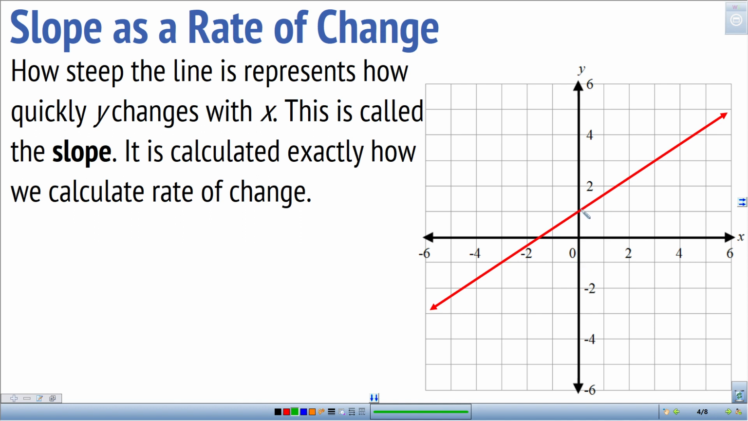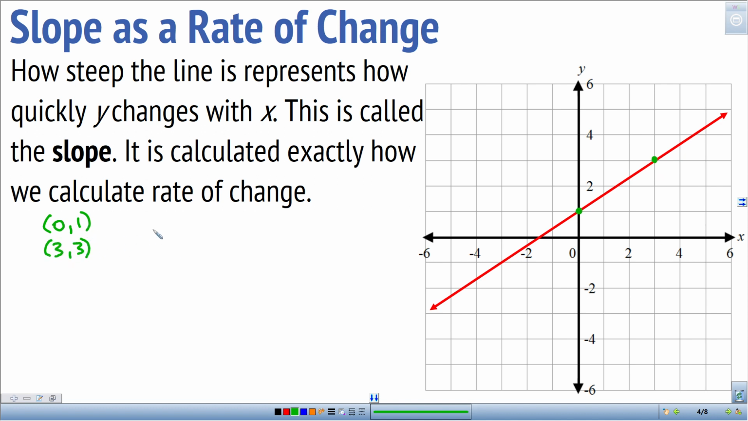So let's pick any 2 points. If this is ever there, I always like to pick that one, the y-intercept, and some other point, let's say this one right here. So I'm going to identify those 2 points. This one here is at 0 and up to 1. So I'm going to write 0 and 1. This point here is above 3 and next to 3. So I'm going to write 3 and 3.